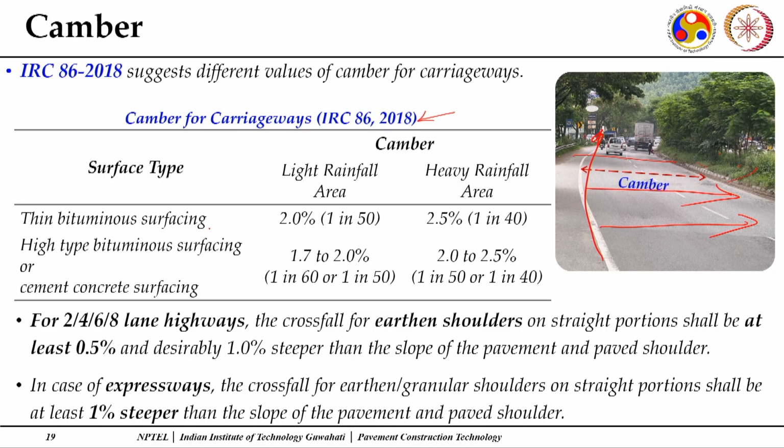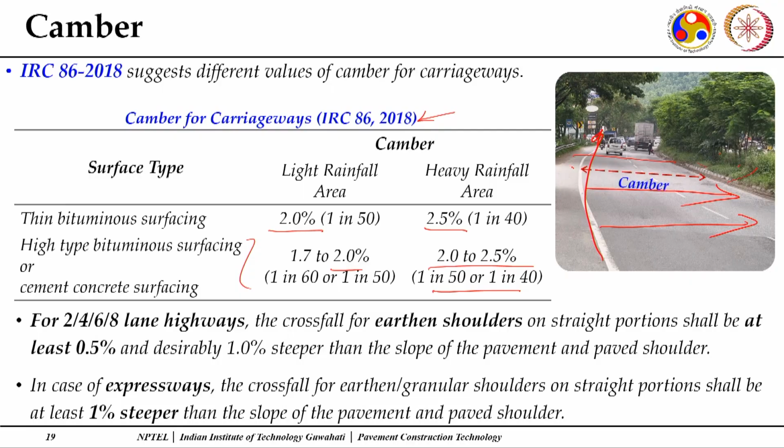The codal specifications already give us wonderful guidelines in this regard. It says if you have thin surfacings, which are for low density of traffic, you can keep a camber of 2%, and if it is a heavy rainfall region, a camber of 2.5%. For most of the higher categories of roads, it says a camber of around 1.7 to 2% is good enough, and if it is a heavy rainfall region, it is 2.5%. If you give a 2.5% slope in any open place near your house, it can quickly move out the rainwater.